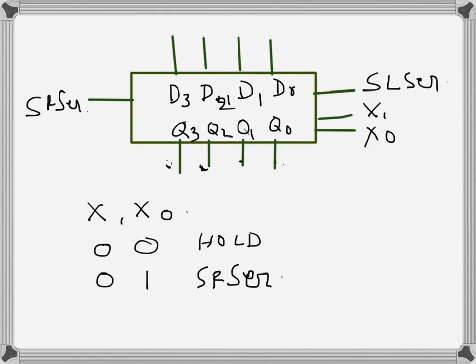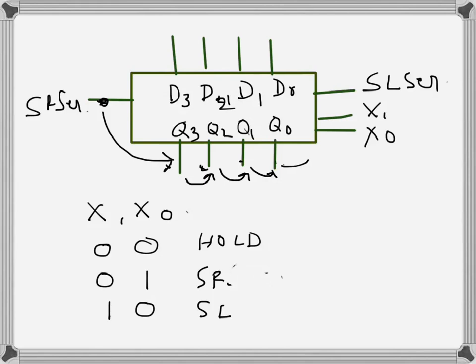That means whatever is here will go to here, Q3 will go to Q2, Q2 will go to Q1, and Q1 will go to Q0. Q0 will be lost. And similarly, when this is 1, 0, shift left will happen. So yeah, let's call that shift right and shift left.